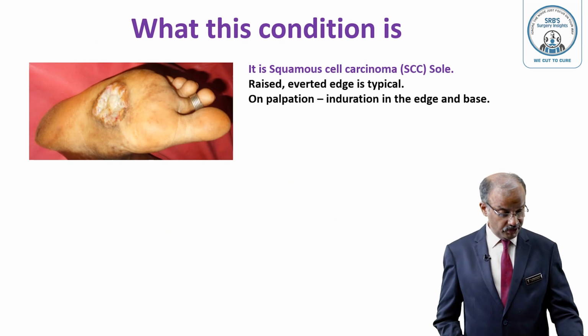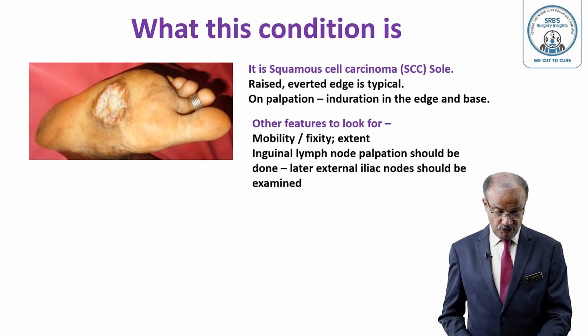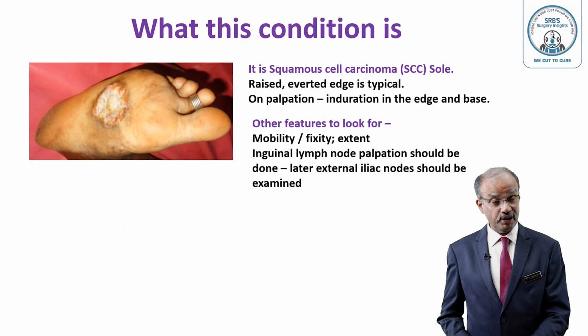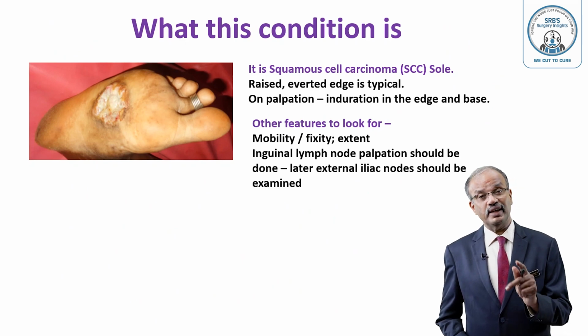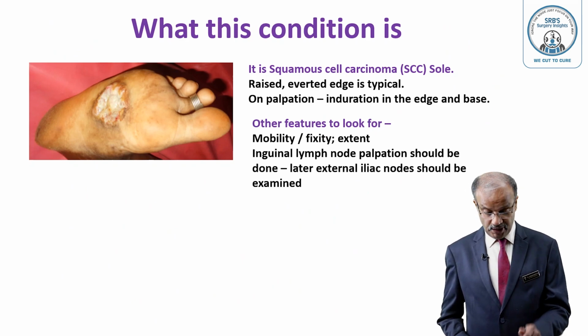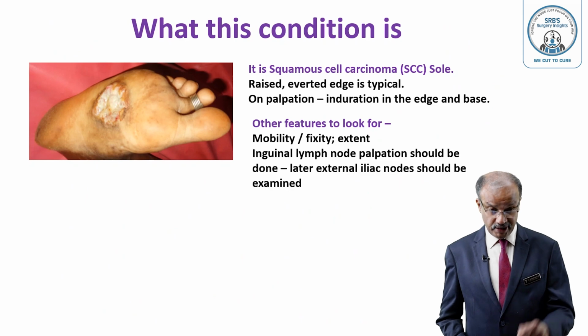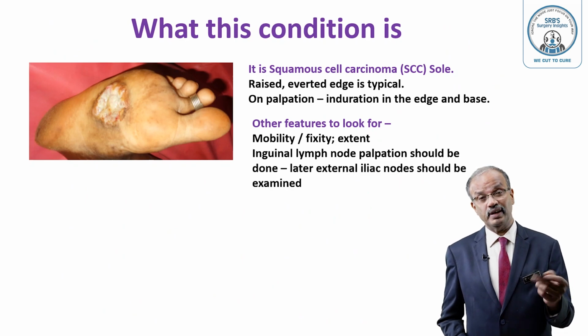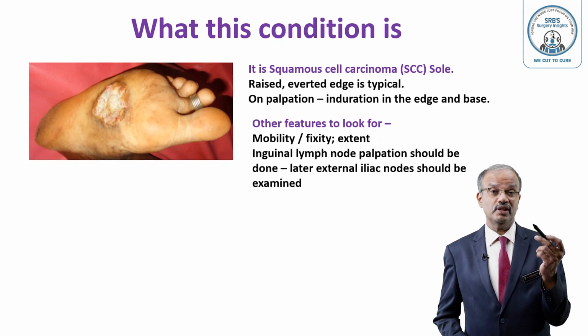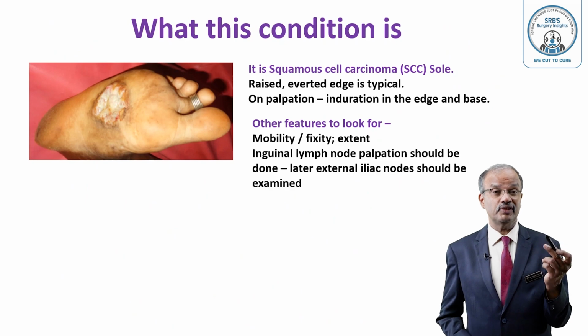Induration of the edge and base is again typical. Mobility, there may be fixity, you have to check. Inguinal lymph nodes, vertical group mainly: number, size, extent, texture, tenderness, you have to check. It may be hard. Later, external iliac lymph nodes should be checked for palpability. It gives an idea about the extent and severity of the disease and the outcome.